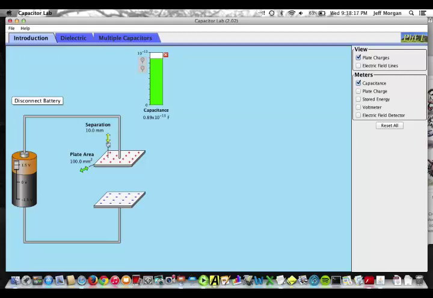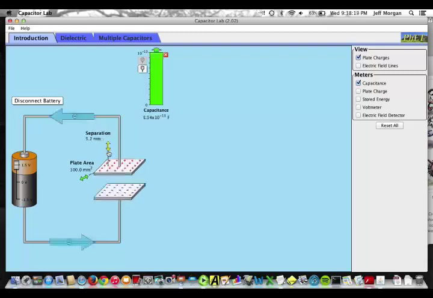Maybe. Well, let's not do that. Let's push them closer together and then pull them further apart. So I suppose it only allows us to adjust between the 5 millimeter mark and the 10 millimeter mark.